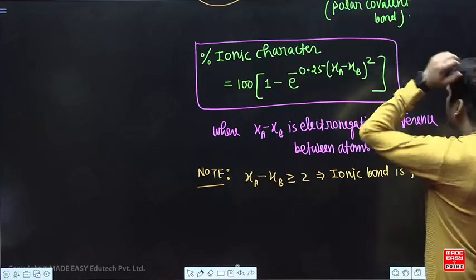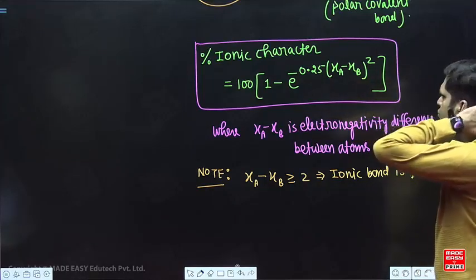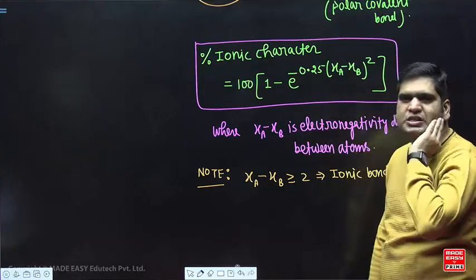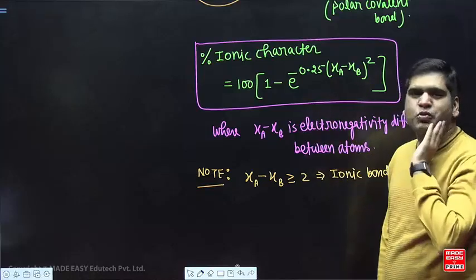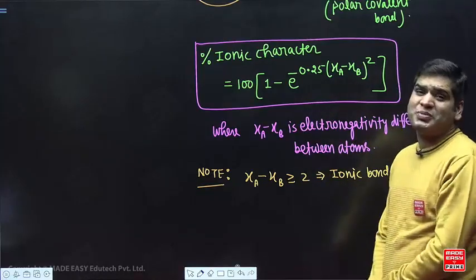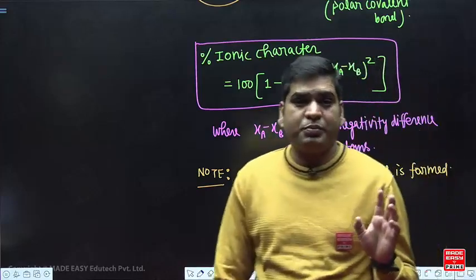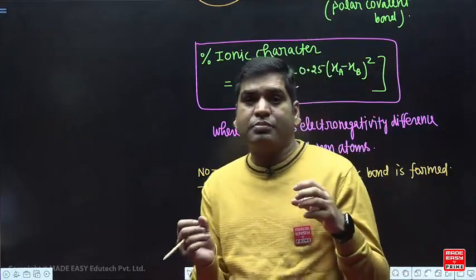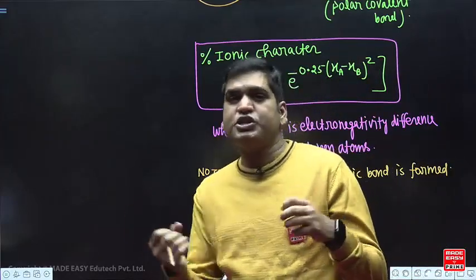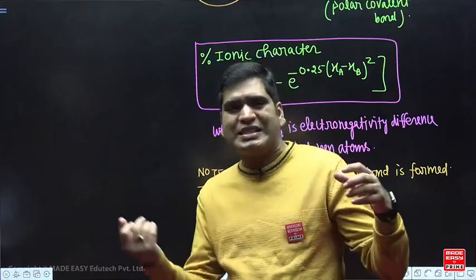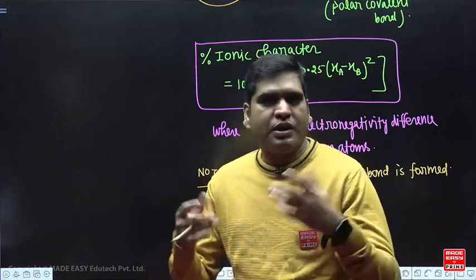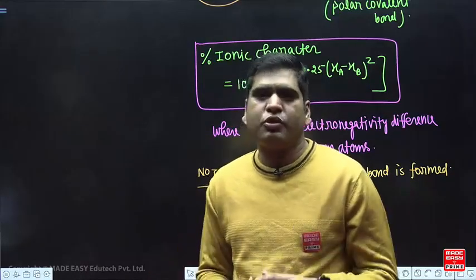How? You see, 2 square is 4, 0.25 into 4 is 1, e to the power minus 1 is 0.37, 1 minus 0.37 is 0.63. So 63% ionic character. Means if the ionic character is greater than 50%, then the second atom has very high ability to attract electron. So this will snatch electron from the first atom. Now sharing will not take place and ionic bond will be formed.